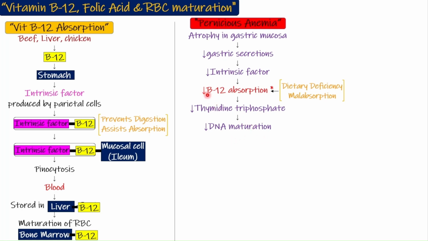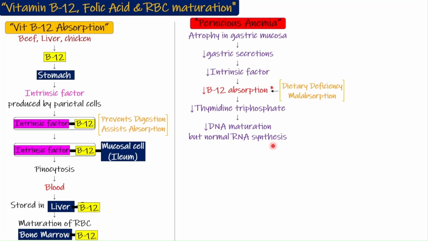Okay? So vitamin B12 basically helps with the DNA maturation by formation of thymidine triphosphate. Okay, so this is how vitamin B12 deficiency is affecting the DNA maturation. Now, DNA maturation is being affected, but there is no defect in the RNA synthesis or RNA maturation.